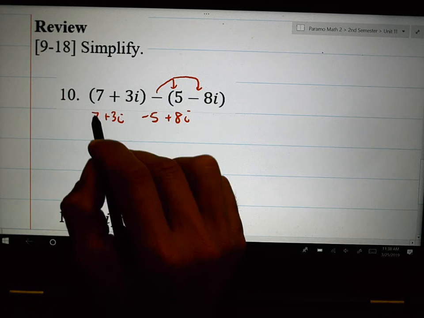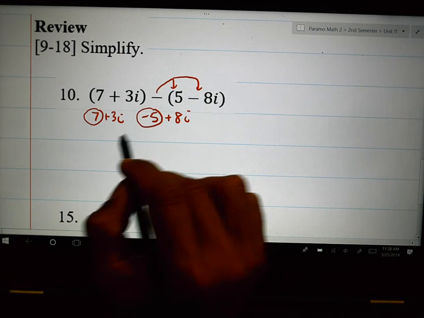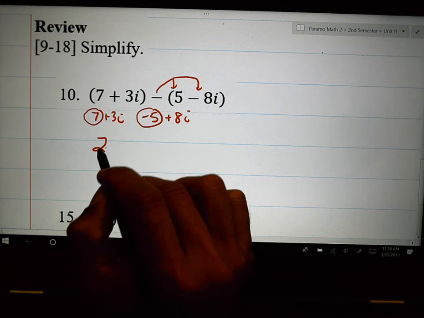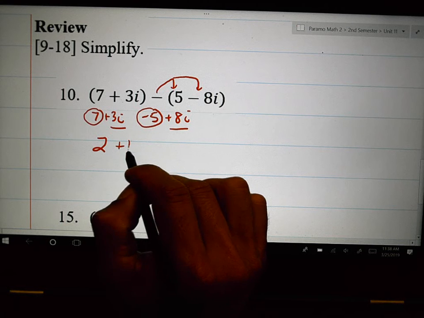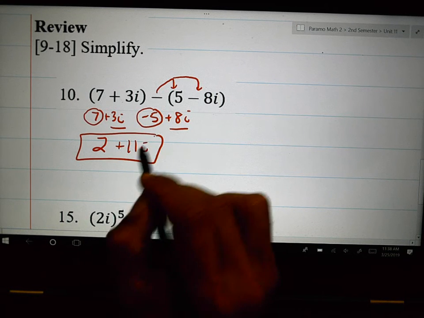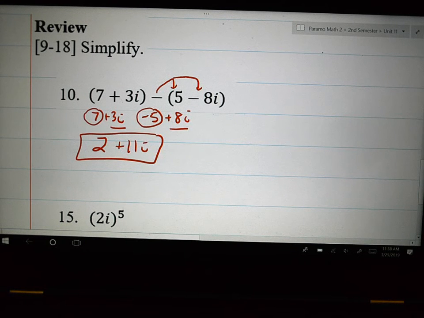And then you can combine like terms, like 7 take away 5 makes 2. And 3i plus 8i is 11i. And that's our answer in standard form because we can't put those together.